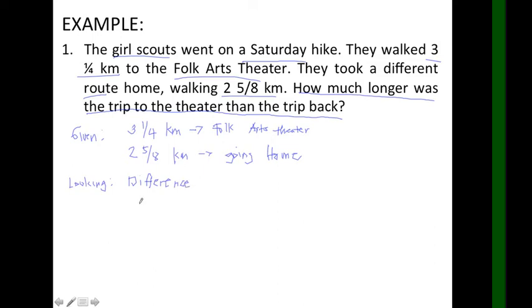Now, since we're looking for the difference, ang gagawin lang natin for the solution is that we will do a subtraction, or way of subtracting the two given numbers. So we'll start with the Folk Arts Theater distance na inabot nila. So that is 3 1/4. And then pag uwi nila, umabot sila ng 2 5/8.